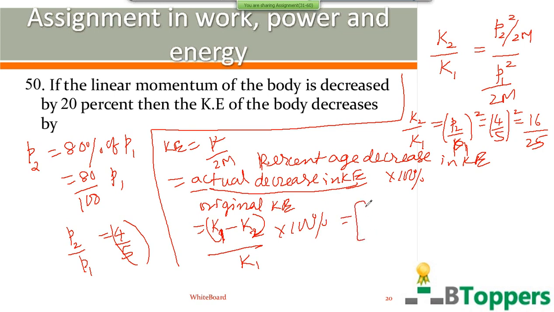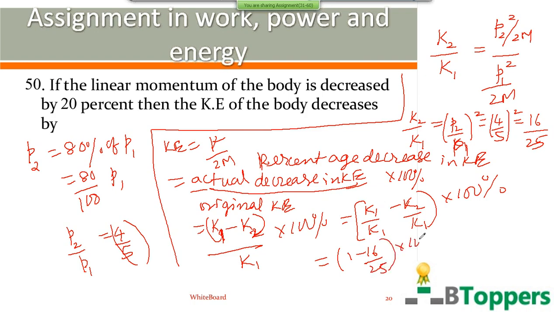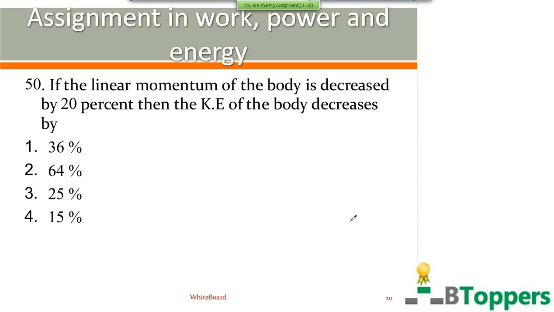If you want to copy the solution, you can start writing the solution. You can write K1 by K1 equal to 1, K2 by K1 is 16 by 25. You can simplify this yourself. So for question number 50, the first option is the answer.